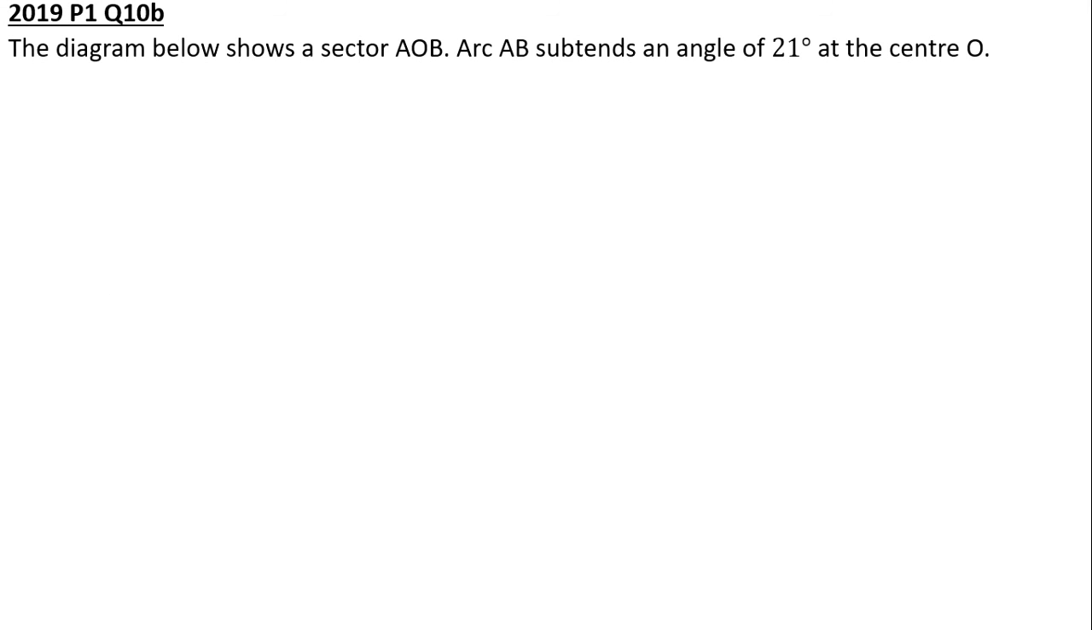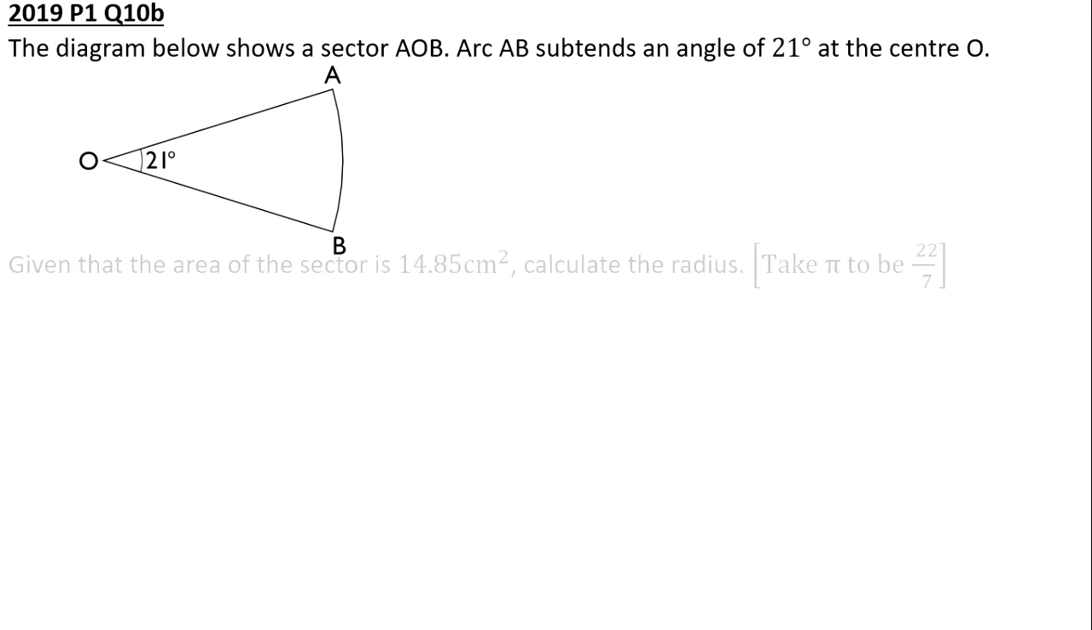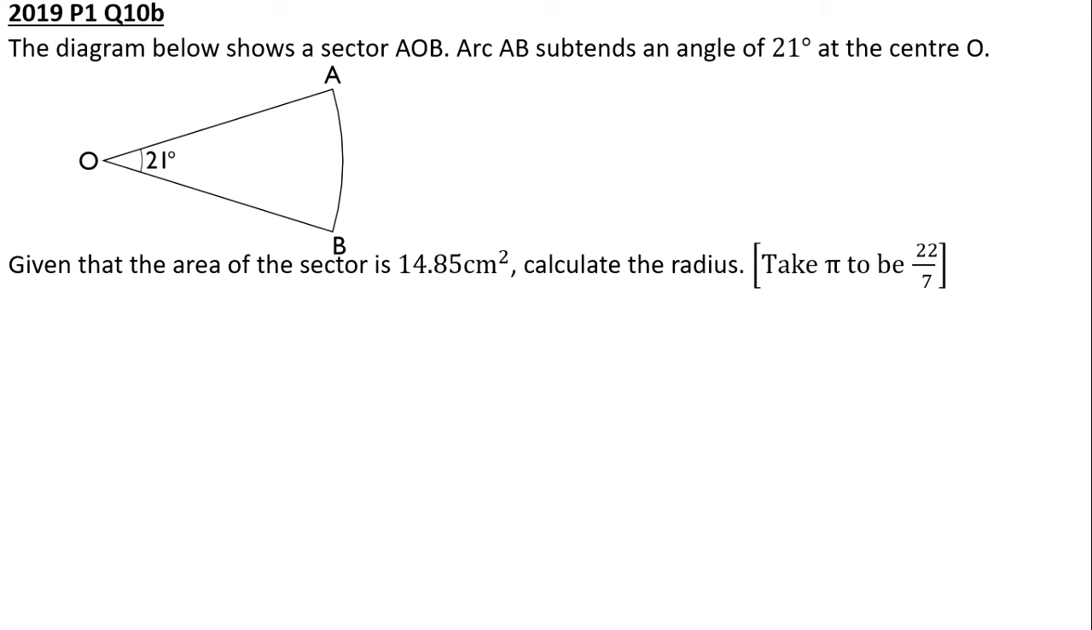2019. The diagram below shows a sector AOB. Arc AB subtends an angle of 21 degrees at the center, like that. Given that the area of the sector is 14.85 square centimeters, calculate the radius. Take pi to be 22 over 7. Now this question is almost similar to the previous one because the area of sector has been given. So where there's area of the sector, we are going to replace our 14.85.